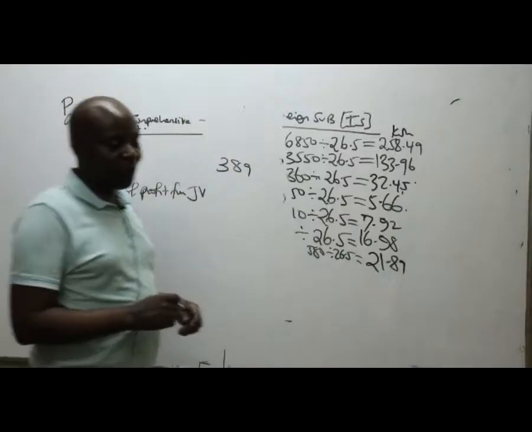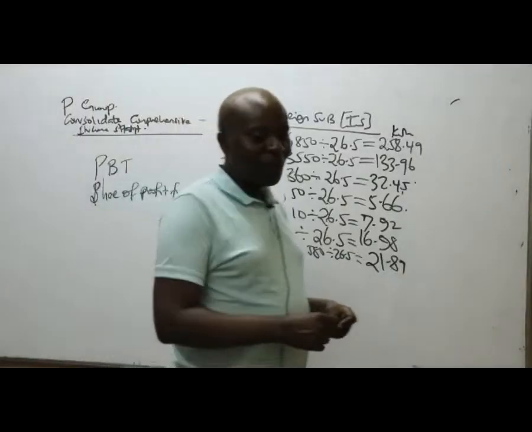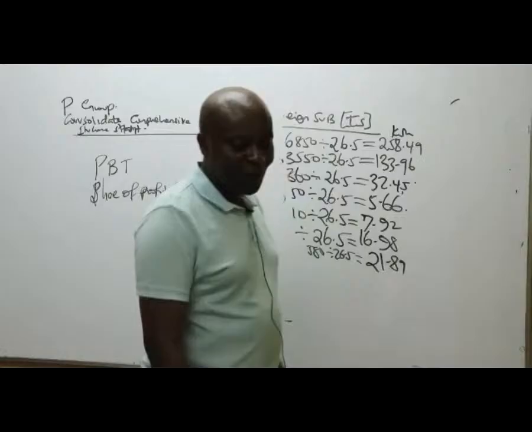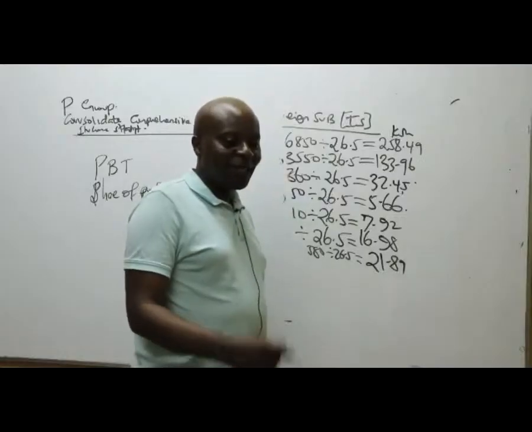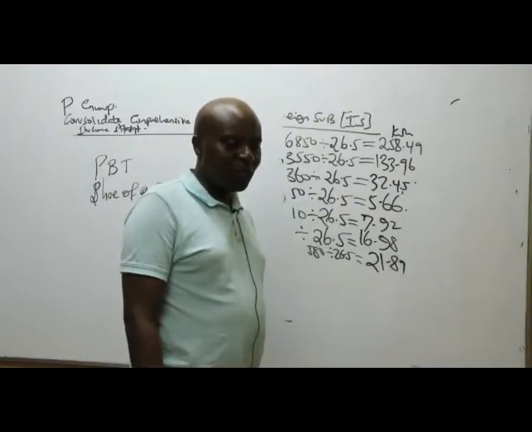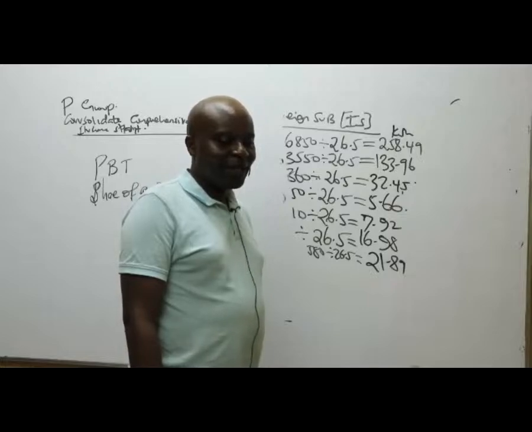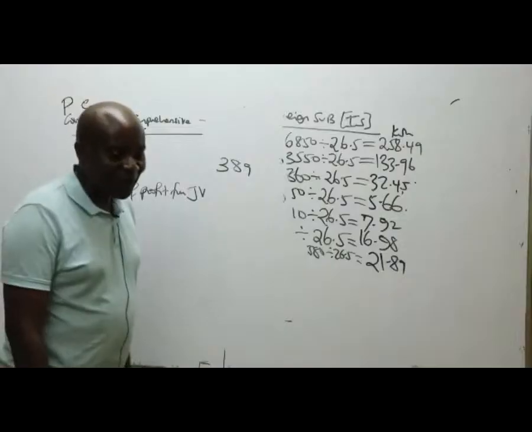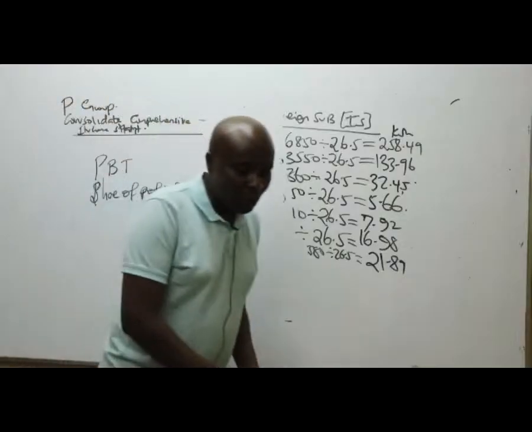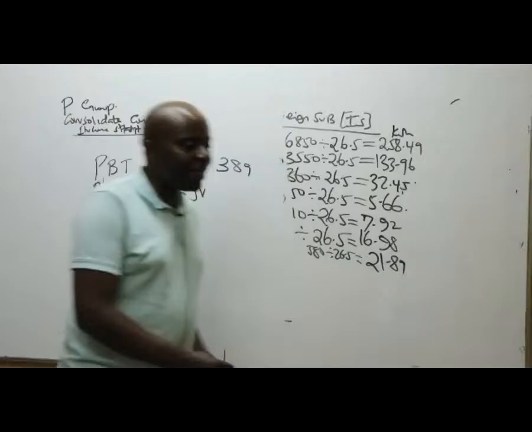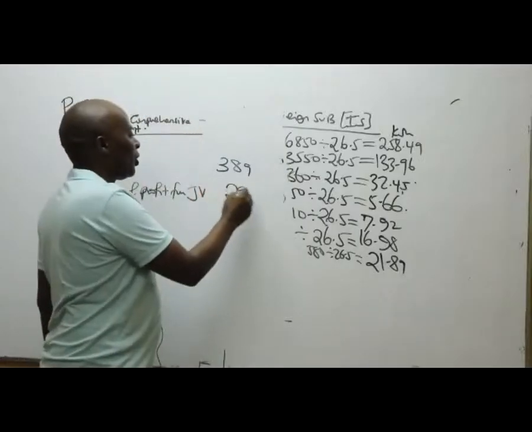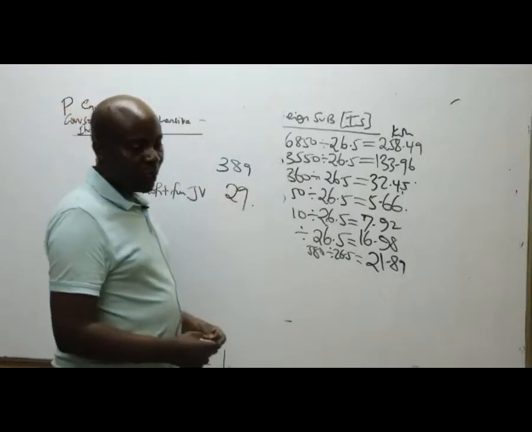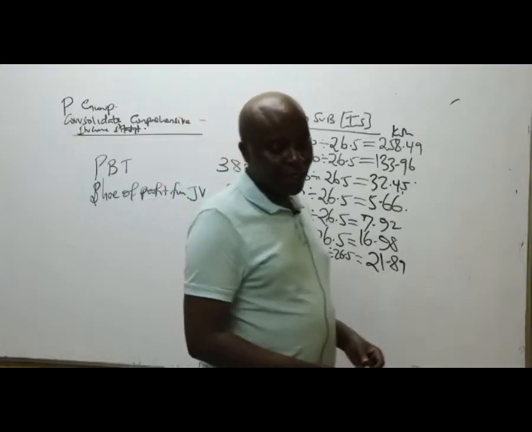Is there somebody who has that share of profit from the JV we got? I can see Esther is almost sleeping. Share of profit from the JV. These guys have forgotten. It was 28, 29. 29, thank you very much. Approximately there.